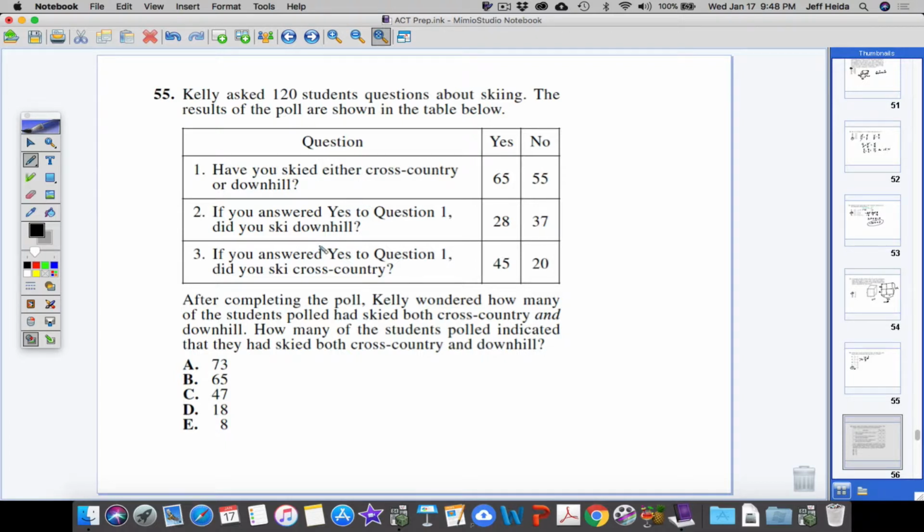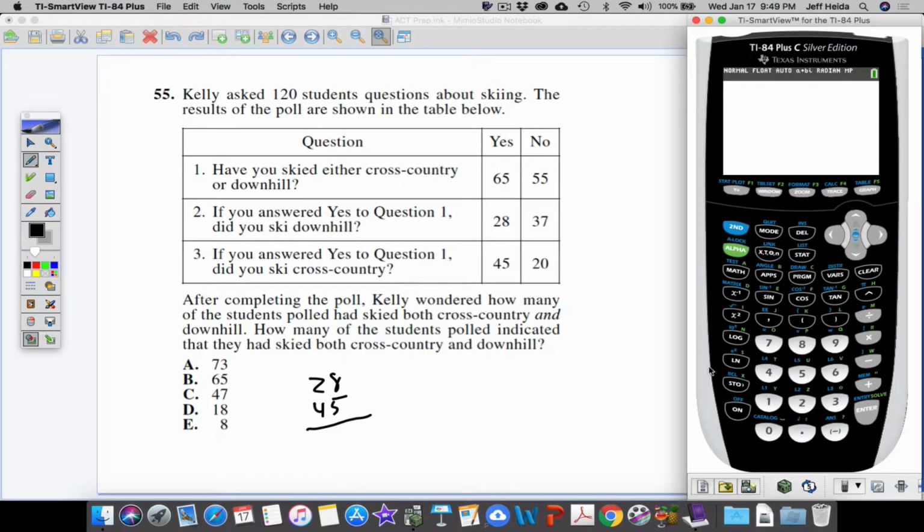So the question is, after completing the poll, Kelly wondered how many of the students polled had skied both cross-country and downhill. So how many of the students polled indicated that they had skied both? Well, we don't have that, but what we have is 28 students skied downhill and 45 students skied cross-country. 28 plus 45, let's not try and think too hard. Let's pull up a calculator.